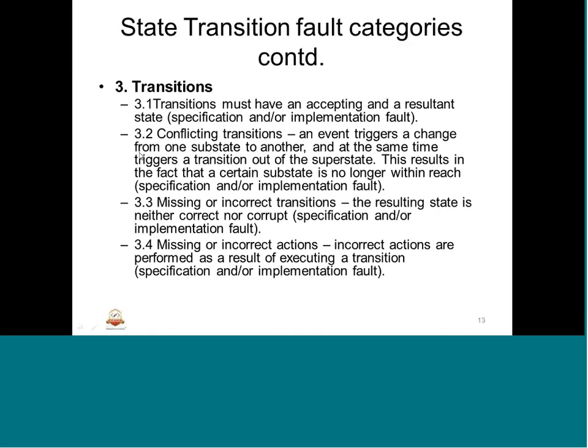An event triggers a change from one substate to another substate, and at the same time it triggers a transition out of the superstate. That means the main state itself is not able to achieve it. There is a conflict between different transitions. It may happen that while moving to this state or that state, it may go out of the main state itself. So this results in a certain substate no longer being within reach. That means it will never go to that substate, because in complex systems we have many main states and many substates. Without coming to the main states, it is not possible to go to the substates.